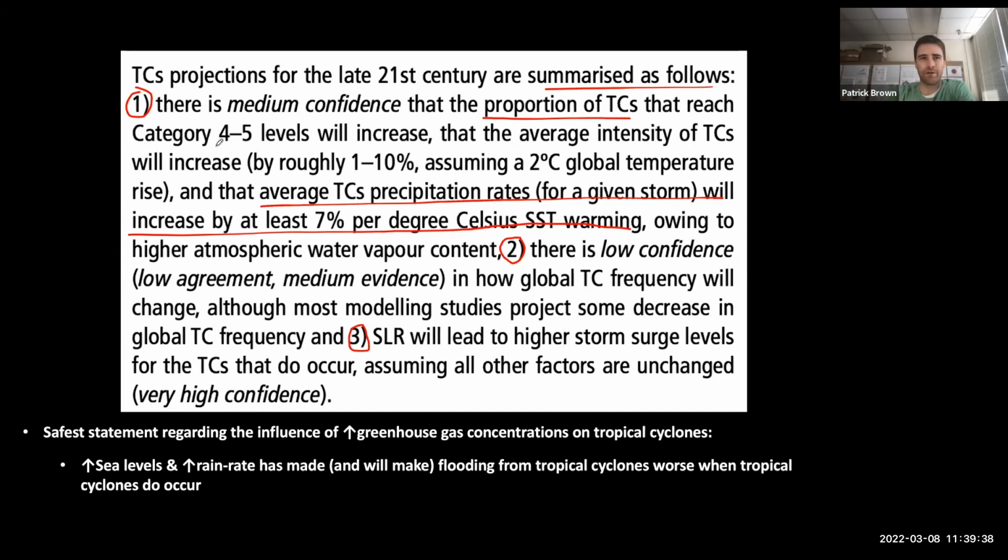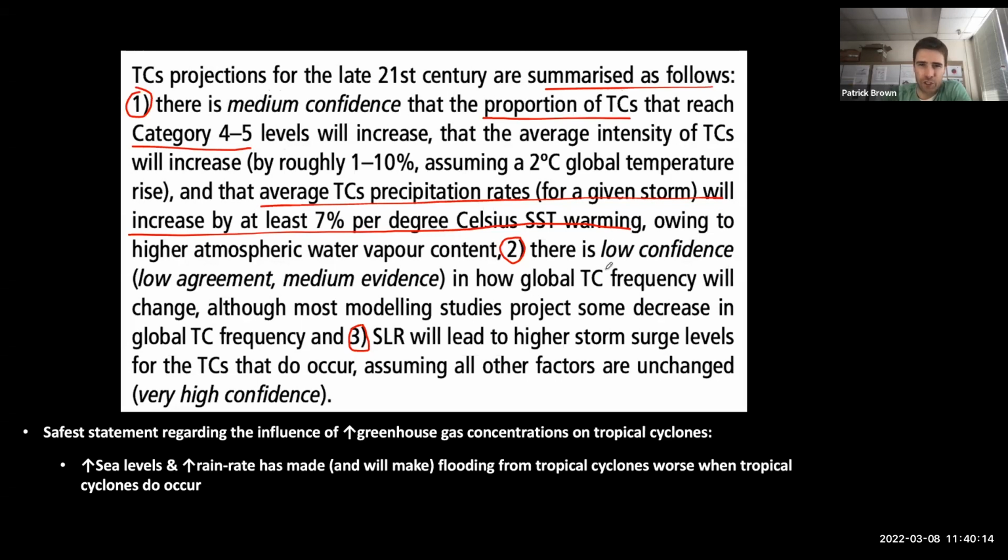Or you could keep your category 1, 2, 3s the same and double your 4 and 5s, and then you'd have this increase of impact. That's a lot, but both of those are changes in proportion. And I think that they do that because they can get higher confidence in the change in proportion, but it's more meaningful to just count what's the frequency of 4 and 5. But anyway, the most robust part of this is this increase in precipitation rates.